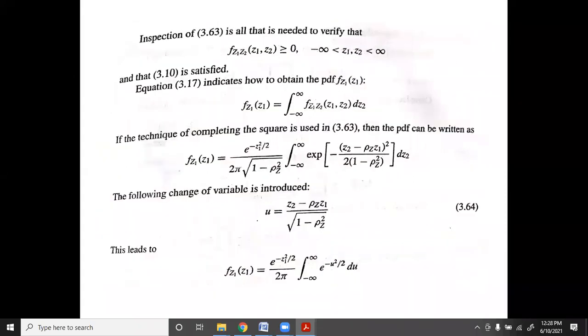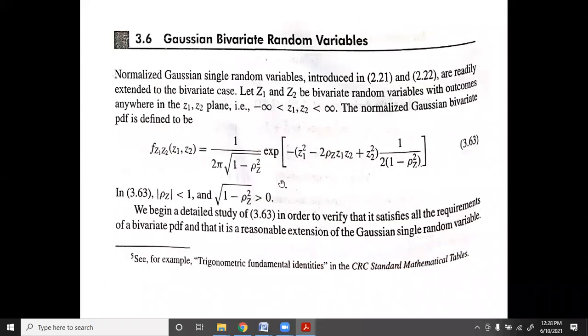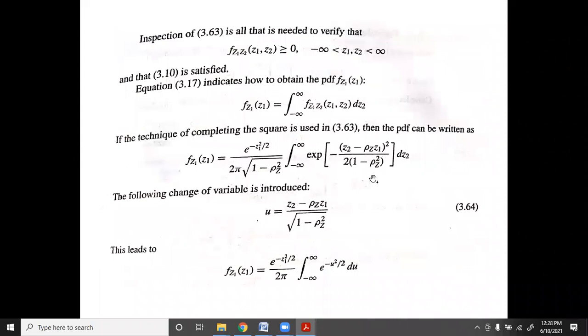When the value here is minus infinity, this quantity will be minus infinity, and e to the power of minus infinity will be 0. If it is something other than infinity over here, then this quantity will be other than 0, which will definitely be positive, and this is also positive. So this will always be greater than 0.